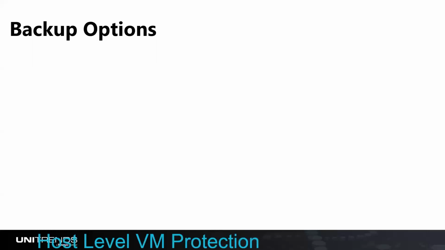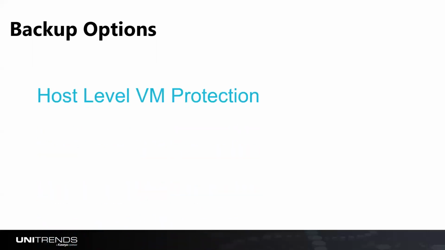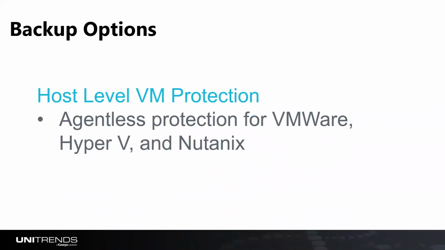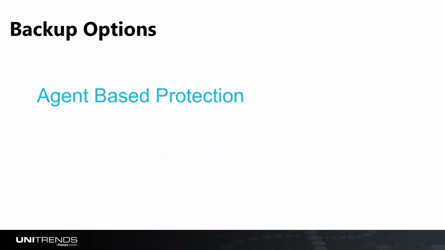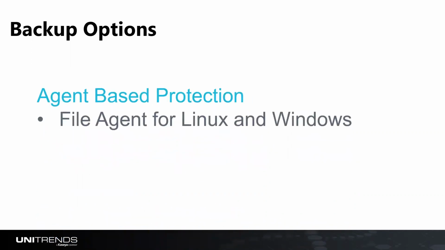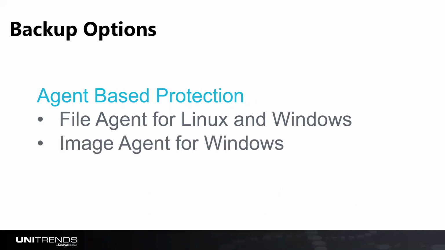We're going to look at 3 backup options. That's the host level VM protection. This is for agentless protection for VMware, Hyper-V, and Nutanix VMs. Additionally, we will look at the agent-based options, where we have the file agent for both Linux and Windows, and the image agent for Windows.